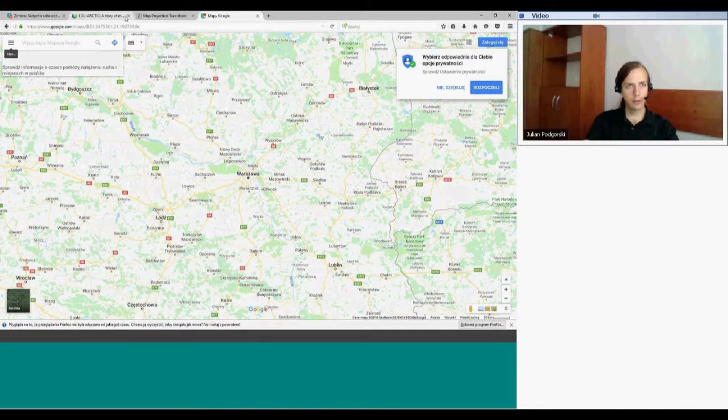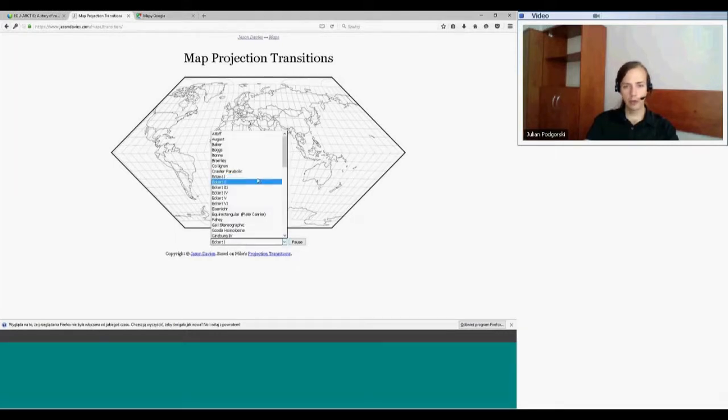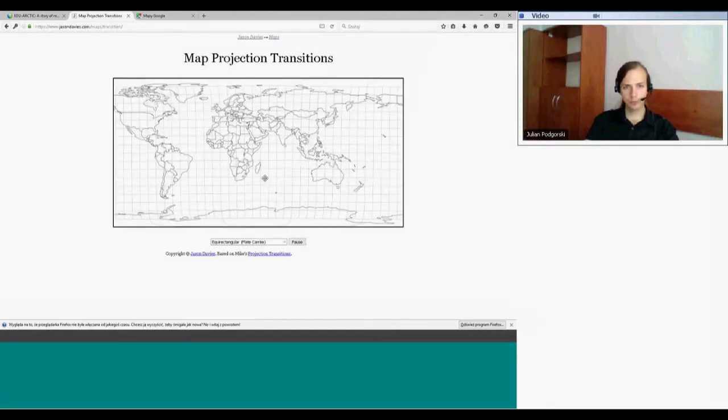And I will now show you a very interesting thing, and Google Maps is for later. That's a website, jasondavis.com, with the maps and transitions. Here you can choose different projections and look at how they change. So we are starting from Eckert 1. It's quite a typical projection. And let's move to the equirectangular plate carrée. It keeps the angles between parallels and meridians right, and they are at right angles. That's correct geographically, but other things might get distorted.